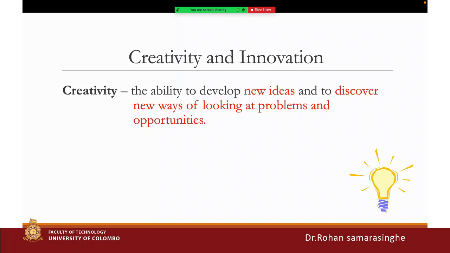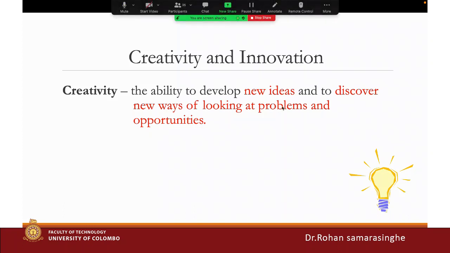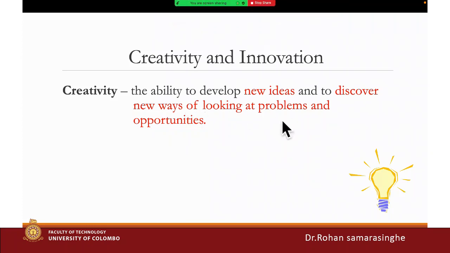So, the ability to develop a new idea, and to discover new ways of looking at a problem. If there is a problem, a customer's unmet or unsatisfied need, or a certain customer group or segment, and you can look at that problem in a new way, from that you can create a good opportunity by introducing a product or service.